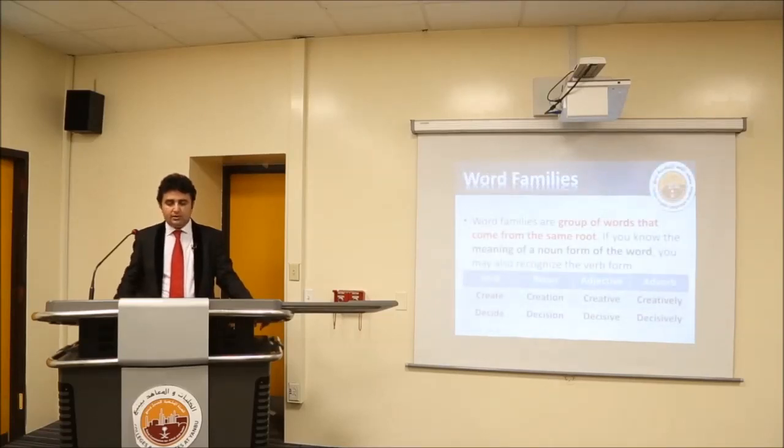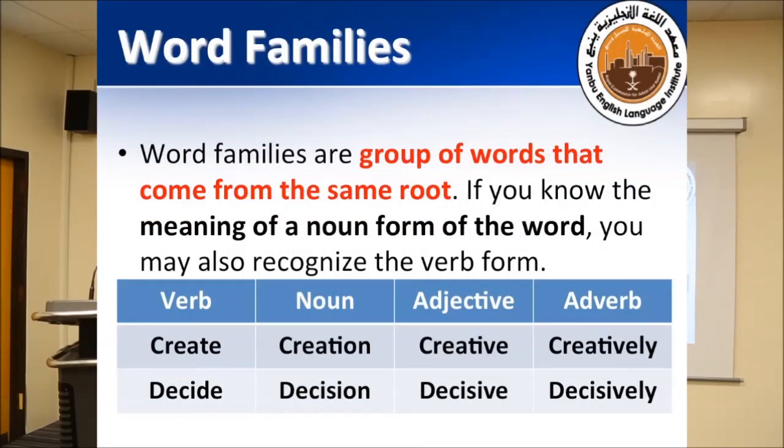Our next learning objective, which I'm going to talk about, is word families. Word families are a group of words which come from the same root. Now, if you know the meaning of the noun form of a word, you will recognize the verb form automatically. Here I have given two examples. The first example is the word create. The word create is a verb. The word creation is a noun. The word creative is an adjective. And the word creatively is an adverb.